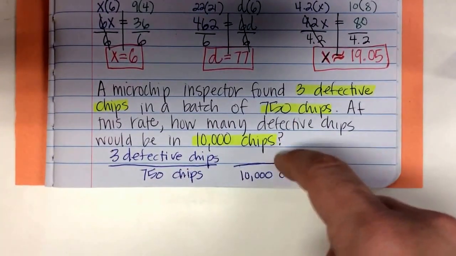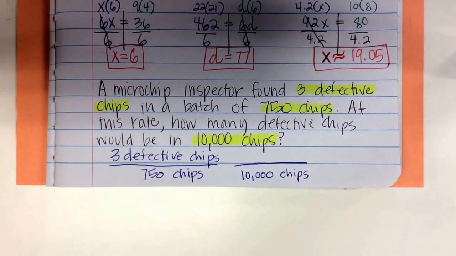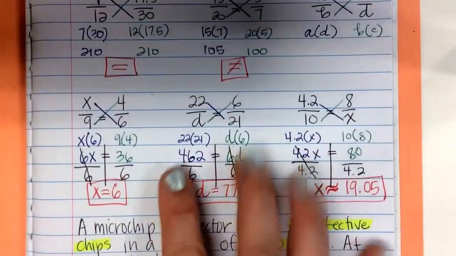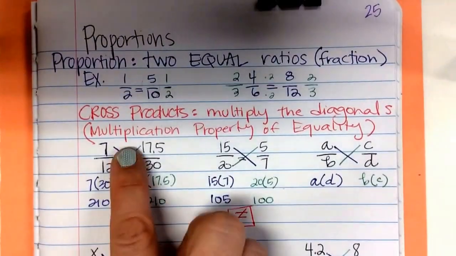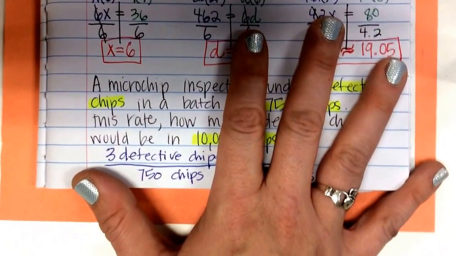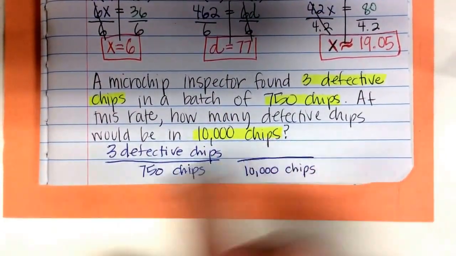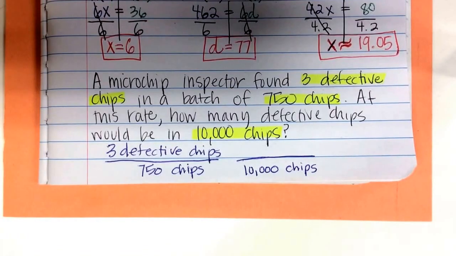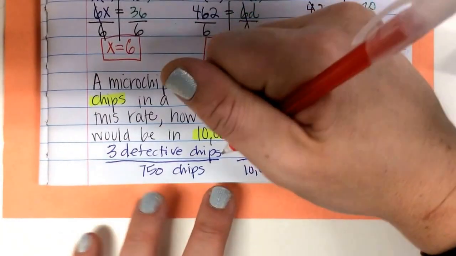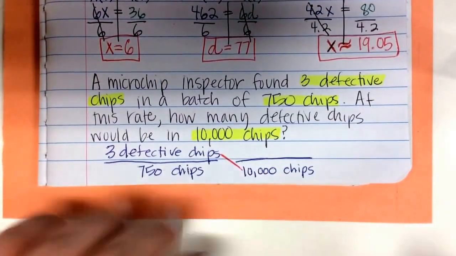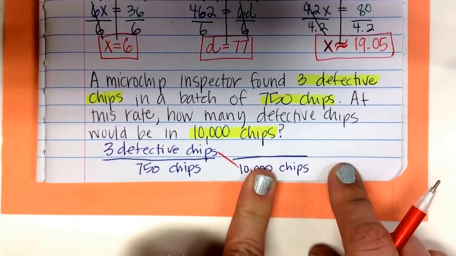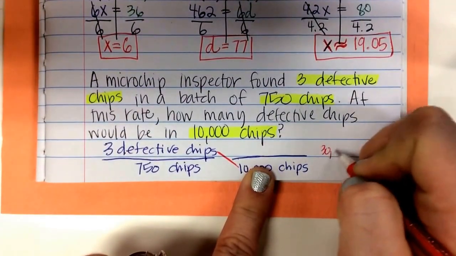So could you figure out what number goes up here? Doing exactly what we did up here. Can you find this missing number? What do you think you're going to do first? Safi, what do you do first? Cross product. 3 times 10,000, and I ran out of room, so I have to write it over here. 3 times 10,000 is 30,000.